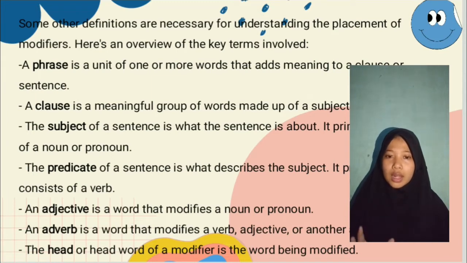A clause is a meaningful group of words made up of a subject and a predicate. The subject of a sentence is what the sentence is about. It primarily consists of a noun or pronoun. The predicate of a sentence is what describes the subject. It primarily consists of a verb. An adjective is a word that modifies a noun or pronoun. An adverb is a word that modifies a verb, adjective, or another adverb. The head or head word of a modifier is the word being modified.